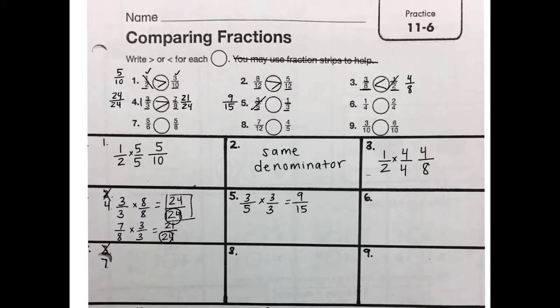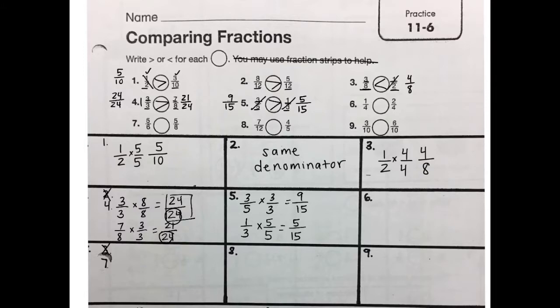But I can't compare 9/15 to 1/3. So now I have to change 1/3 and multiply it by 5 over 5. So I get 1 times 5 is 5, 3 times 5 is 15. Now I have two numbers that have a denominator of 15. So 9/15 and 5/15. 9/15 is bigger, so I'm going to go ahead and put my greater than sign. 9/15 is greater than 5/15.